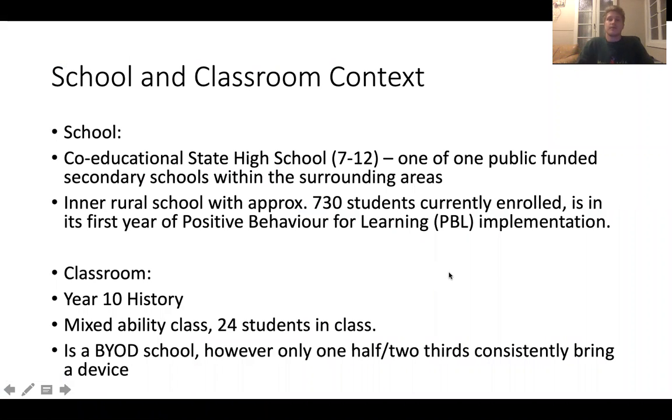So the school and classroom context. Our school was a co-educational state high school, one of one within the publicly funded surroundings. It wasn't a rural school, which was the reason for this. It had approximately 730 students, and it was in its first year of PBL implementation.